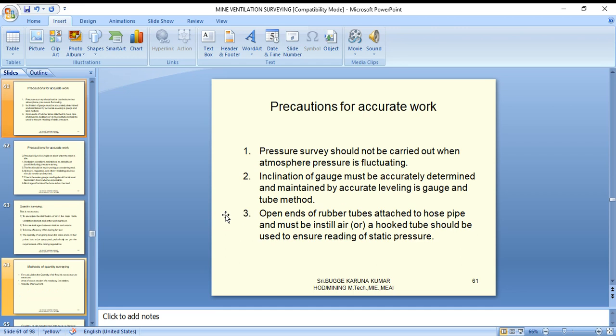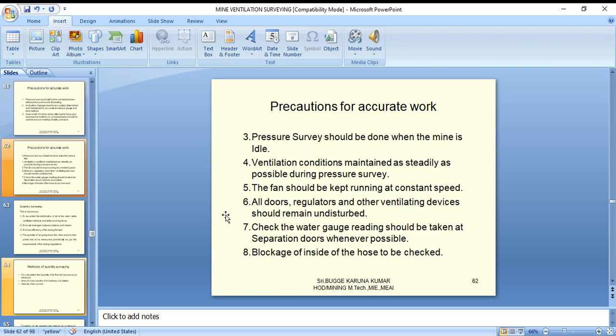Precautions for accurate work. Pressure survey should not be carried out when the atmospheric pressure is fluctuating. Inclination of the gauge must be accurately determined and maintained by an accurate level in the gauge and tube method. Open end of the rubber tubes attached to hose pipes must be installed. Hook tubes should be used to ensure reading of the static pressure. Pressure surveying should be done when the mine is idle. So that is very important.